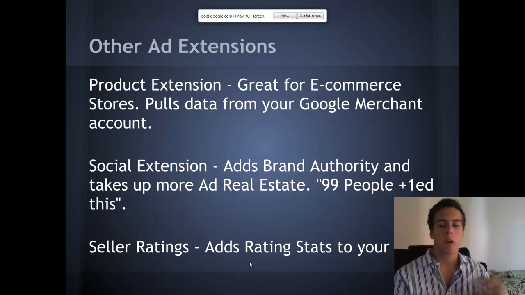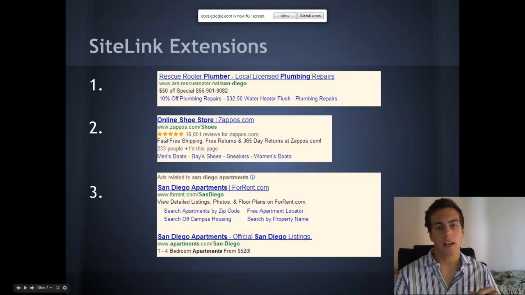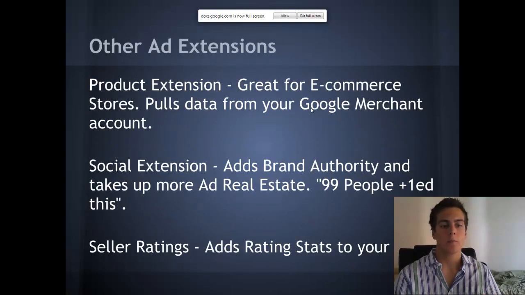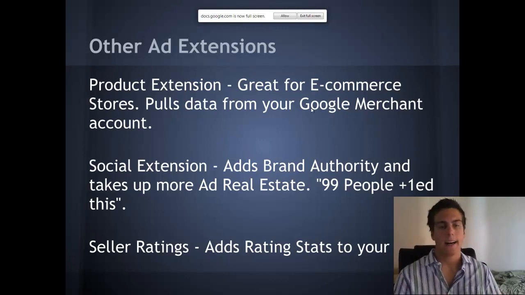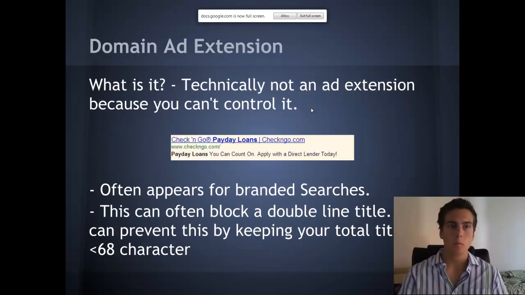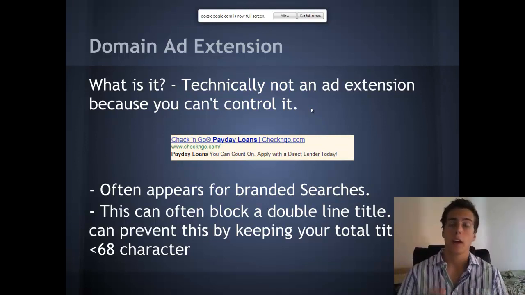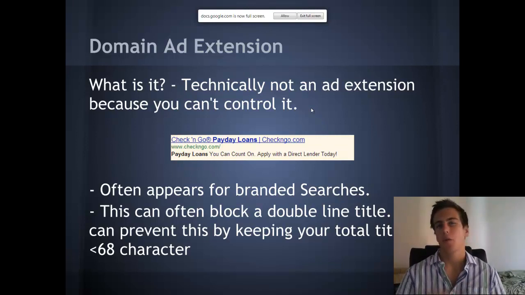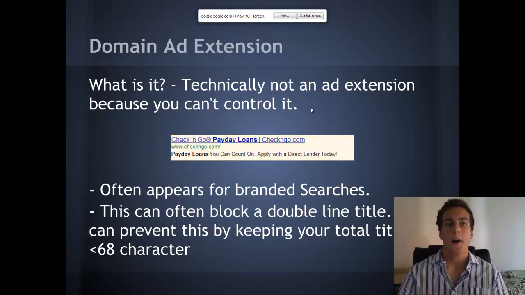You also can add rating stats to your ad. If we go back, we'll see Zappos had it right here. They got 5 stars, 16,000 reviews from Zappos. So that's the seller rating extension. So that's an option as well. Once again, primarily for people that are running e-commerce stores. So those are all of the ad extensions that you can control and that you can work with. It was a quick little overview of what they are. So if you didn't know much about them, I think you probably have a little bit more insight.